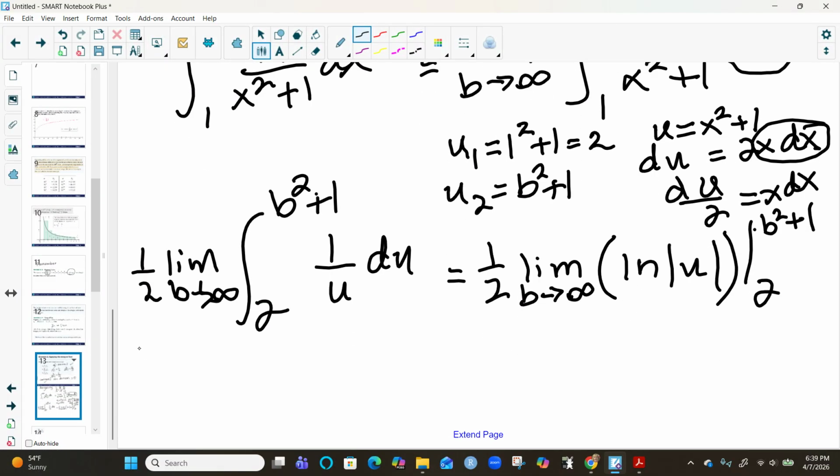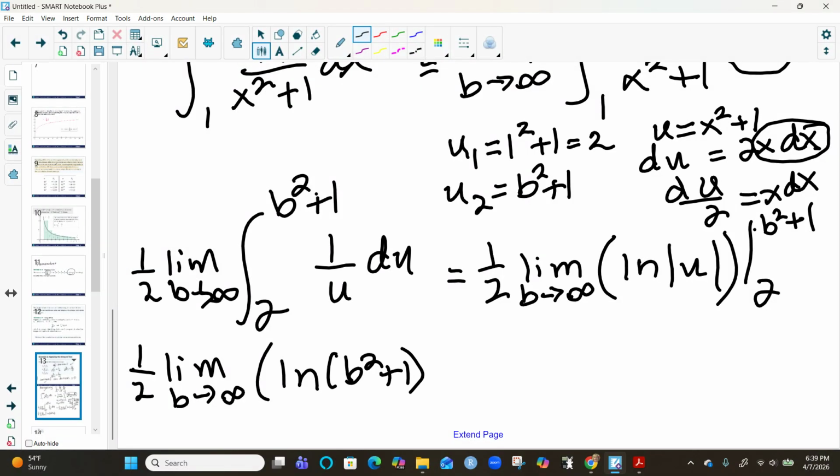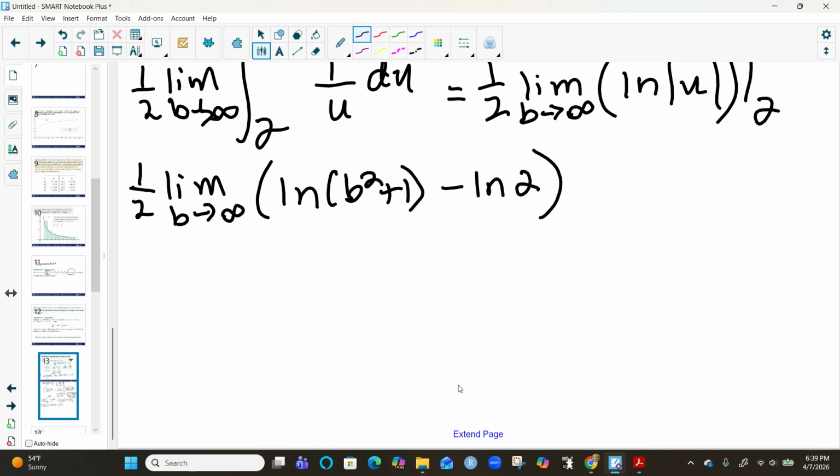Okay, so plugging in my upper bound, minus my lower bound, I'll have natural log of b squared plus 1, which is positive, minus natural log of 2. Now I have to apply the limit. So I have to look at these and go, okay, this one's not going to be impacted by taking the limit as b approaches infinity, because there's no b in it. This is a constant. So this is just natural log 2.